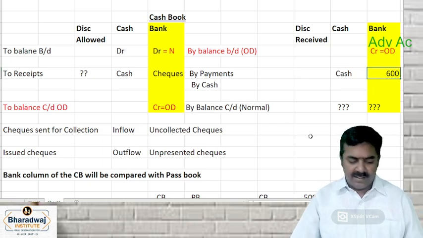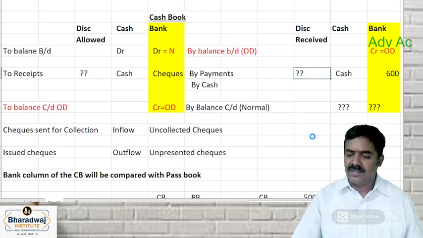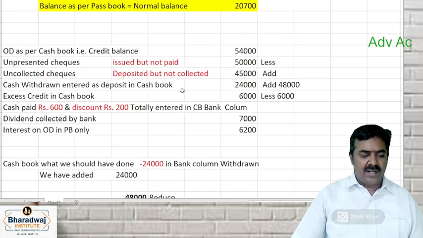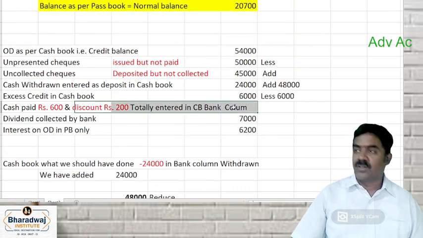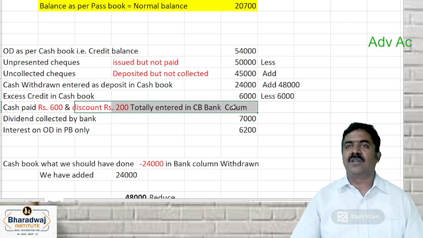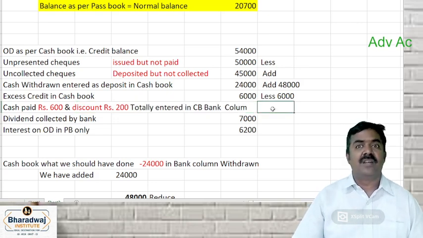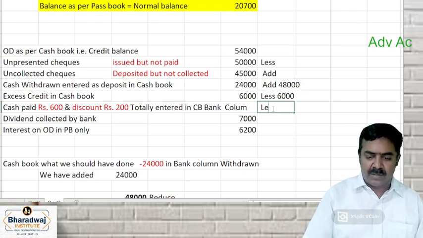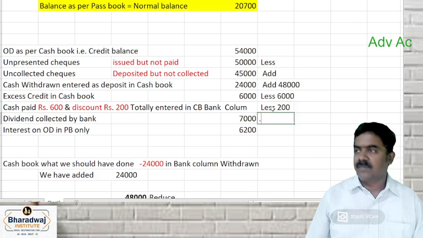Otherwise the entry should have been done only for 600. But we have reduced 800. How much extra have we reduced in the cash book payment side? 200. We have to add back. We have reduced extra, so we have to add back. Since OD is a starting point, less 200.